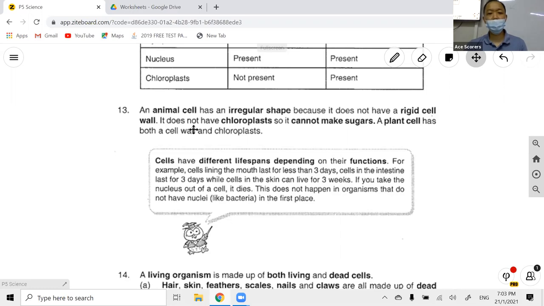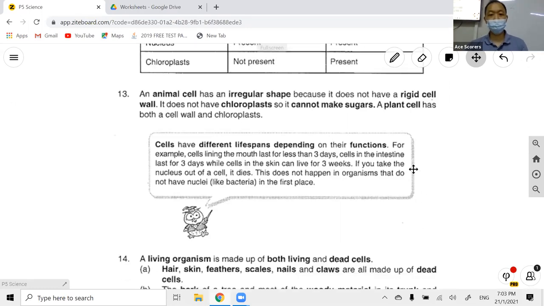So anyway, the difference between the animal cell and the plant cell is that the animal cell has an irregular shape because it does not have a rigid cell wall. Okay, what's the meaning of irregular shape? Irregular shape means it's not symmetrical. That means it's not round, it's not like a round ball, it's not like a rectangle or a box. It's just like some jelly-like egg, omelette egg shape, all sorts of stuff, right?